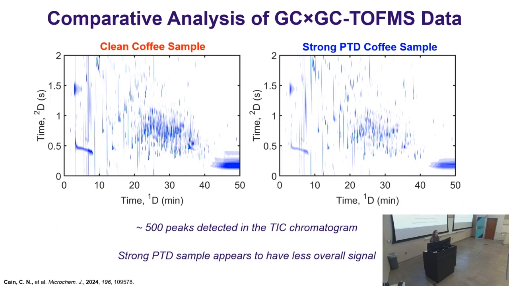What's also really important to notice here is I have these two TIC chromatograms plotted on the same color scale. So visually comparing these two chromatograms, we can see that the strong potato taste defect sample has less overall signal, which suggests that maybe a lot of our analytes drop out in signal with the strong potato taste defect samples.